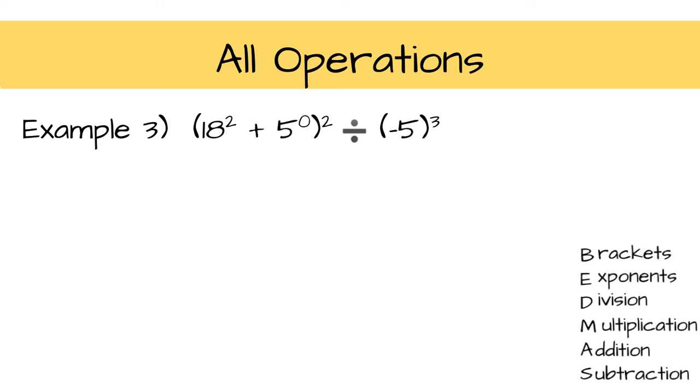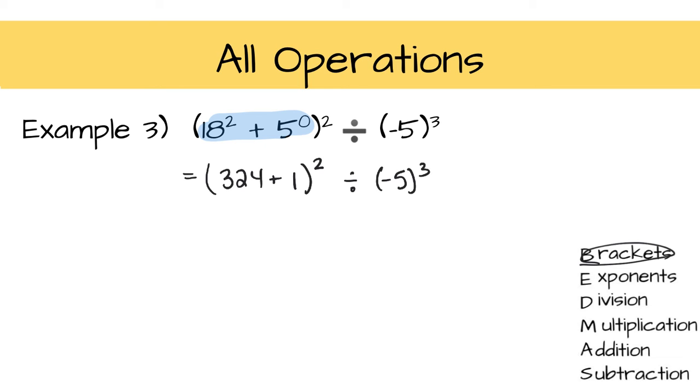All right, welcome back. So let's have a look. First thing we want to do is look for our brackets, and we have those right here. So we're going to look at that portion first. Okay, so we have 18 squared, which gives us 324, plus 5 with an exponent of 0, and anything with an exponent of 0 is equal to 1, and all of that squared, divided by, and we're not going to do anything with that on this turn.